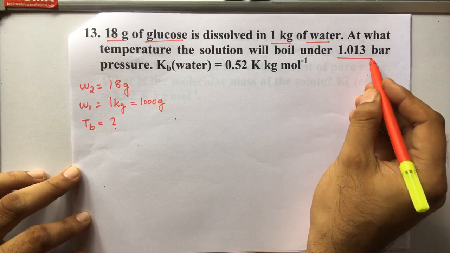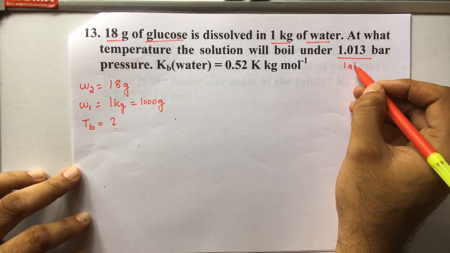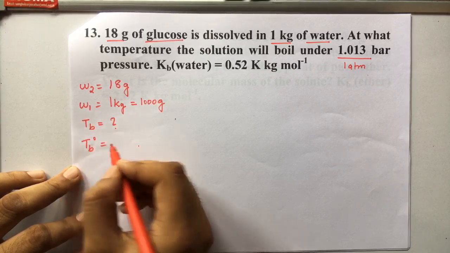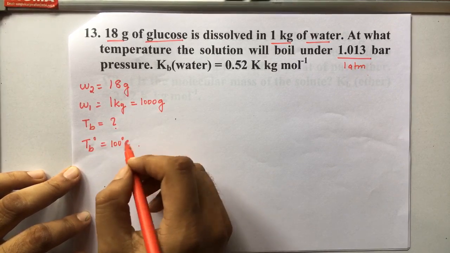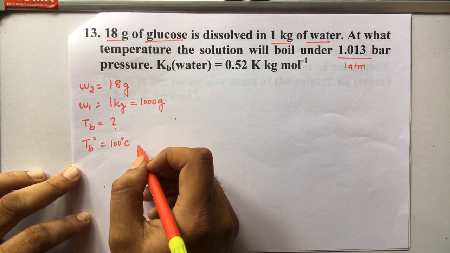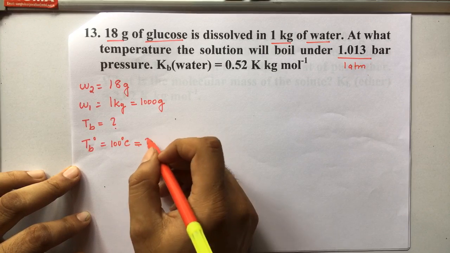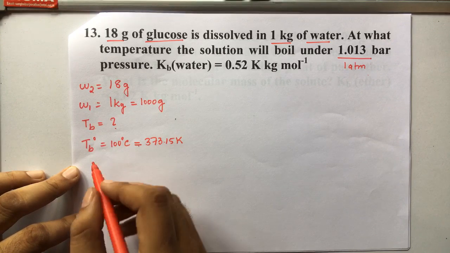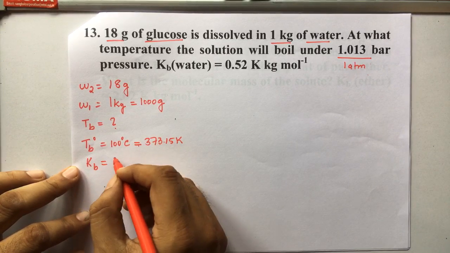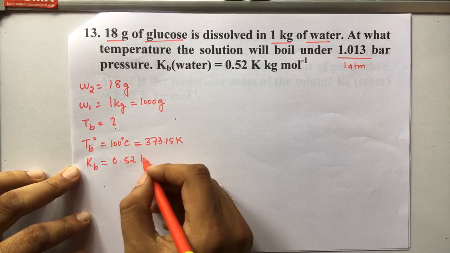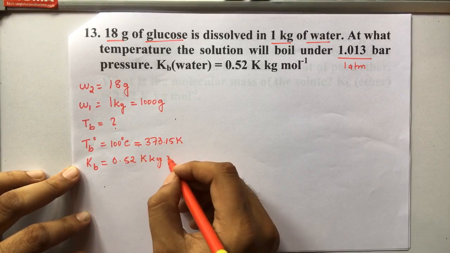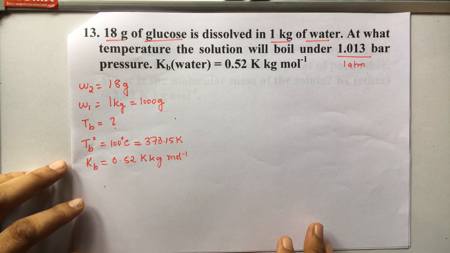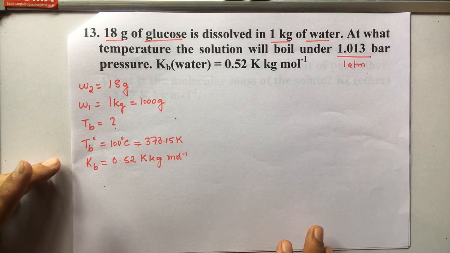Under 1.013 bar, at 1 atmospheric pressure, the boiling point of water, that is TB naught, is equal to 100 degrees Celsius. This is known from your high school. You have studied that the standard normal boiling point of water is 100 degrees Celsius. This is equal to 373.15 Kelvin. And they have given Kb for water. In this problem, Kb is given as 0.52 Kelvin kg per mole. Now we need to calculate TB.